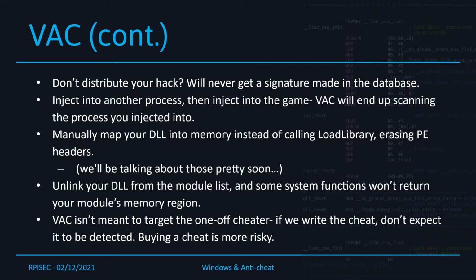And you can do other weird things, like you inject into one process, then inject into the game. VAC's going to scan the wrong process. It won't even look at you. If you just reach in and poke your DLL memory directly instead of calling load library, you won't have some of the interesting headers that VAC will look for. And actually, we'll be talking about some of those pretty soon, so stay tuned for that. You can also just pop your DLL out of the module list, kind of like how rootkits can pop themselves out of a process list, and then the standard kernel system calls won't see it.